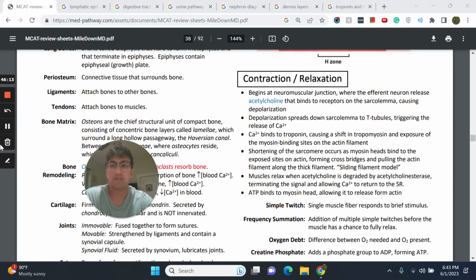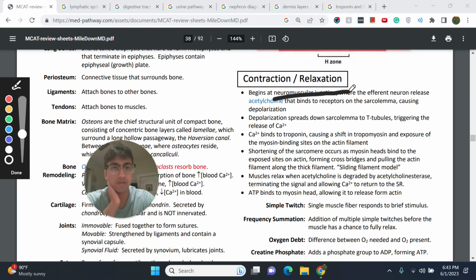So contraction and relaxation begins at the neuromuscular junction, where there's efferent neuron release of acetylcholine that binds to receptors on the sarcolemma, remember the cell membrane, and causes depolarization. And so depolarization then goes down the T tubules and triggers release of calcium. Calcium binds the troponin, causing a shift of the tropomyosin and exposure of the myosin binding site on the actin filament. And then there's shortening of the sarcomere, and this is called the sliding filament model. So when your sarcomere shortens, you're basically sliding this filament.